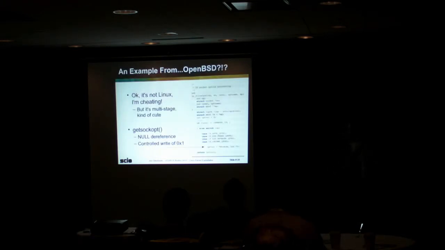So what I'm going to talk about right now is actually an example from OpenBSD, which I realize is completely cheating and betraying my talk title. But I like this one because it was multi-stage and it had some cute tweaks about it. The getsockopt call for OpenBSD's standard IP sockets had an issue where we could eventually get a controlled write of just the value 1 at an arbitrary address. You might not be clear from this code output here, but this macro actually was expanding to a null dereference and then writing a 1 to a particular address under our control.